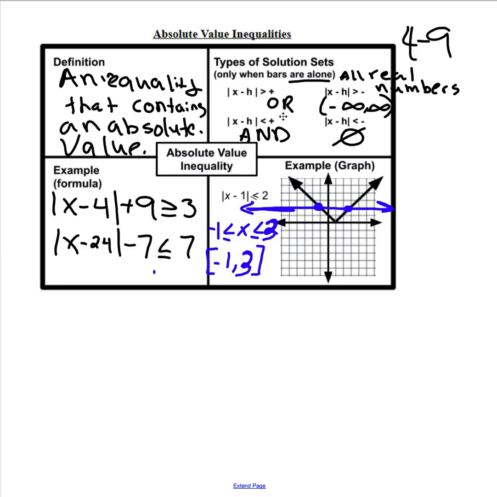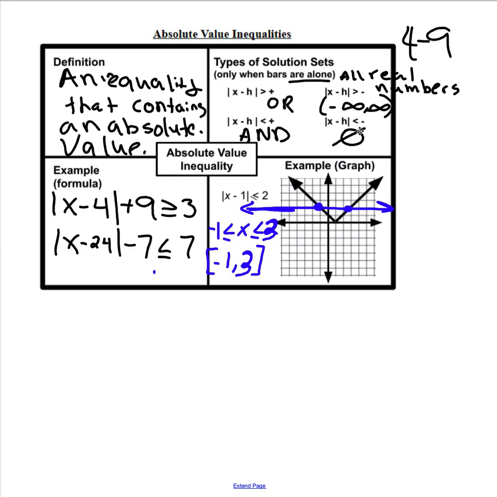So we talked about how only when the bars are alone, and again, just like with equations, the bars have to be alone to be able to make any kind of conclusion here. If we're greater than or equal to a positive number, that's going to be associated with an or inequality. If we're less than or equal to a positive number, that's going to be related to an and inequality. If we're greater than or equal to a negative number, all real numbers will make the inequality true. And if we're less than or equal to a negative number, then we have no solution.